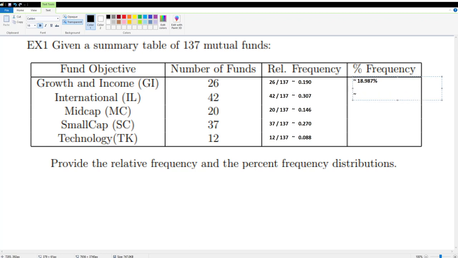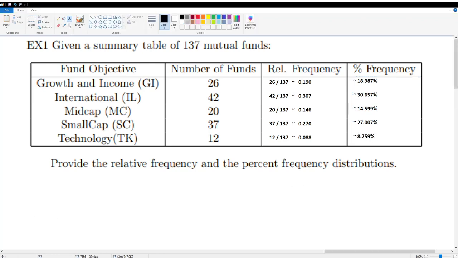42 out of 137 in percentage form is going to be 30.657%. 20 out of 137 in percentage form is 14.599%. Hit a space to keep the formatting. Our 37 out of 137 in percentage form is going to be 27.007%. And your 12 out of 137 in percentage form is 8.759%. And those are your answers for the tabular distribution.